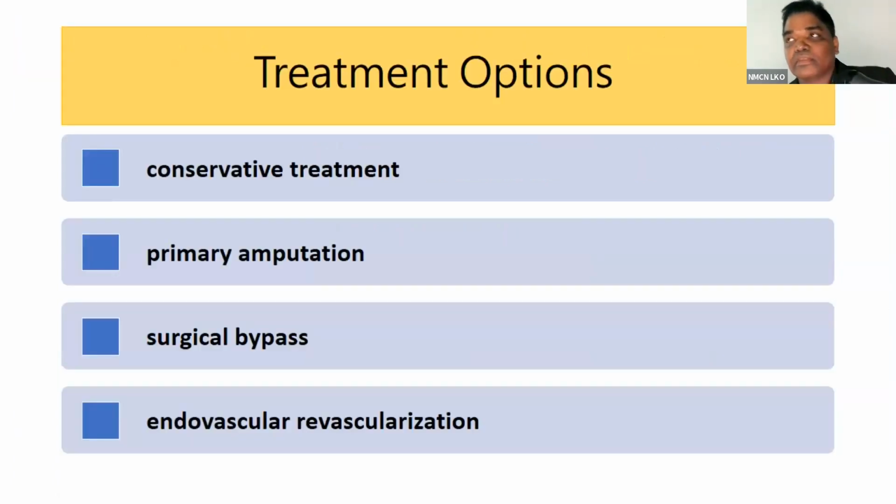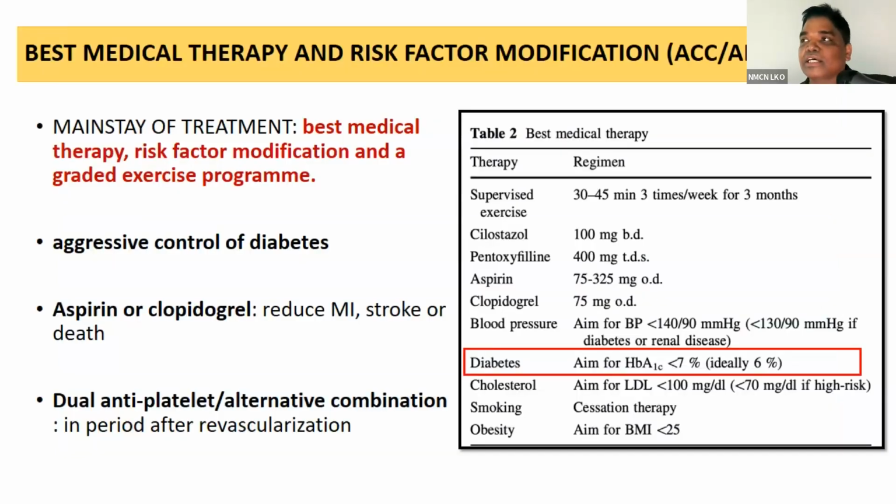So the treatment for diabetic foot ulcer comprises conservative management, primary amputation, surgical bypass, and endovascular revascularization. The mainstay of treatment is always medical therapy. The best form of medical therapy available should be given. Patients should be given supervised exercise. They can be given antiplatelet drugs like cilostazol, aspirin, and clopidogrel, vasodilators like pentoxifylline, and we should maintain blood sugar, manage diabetic control, also keep a low cholesterol level, and ask the patient to stop smoking and try to control their obesity.